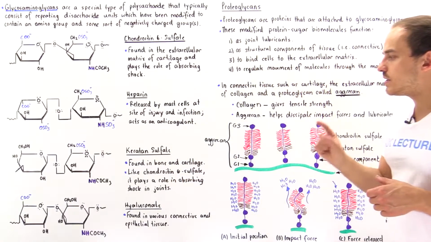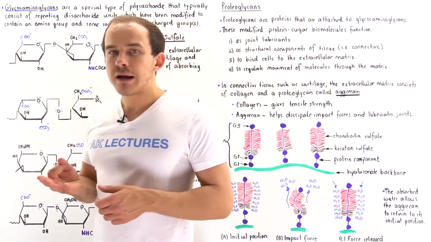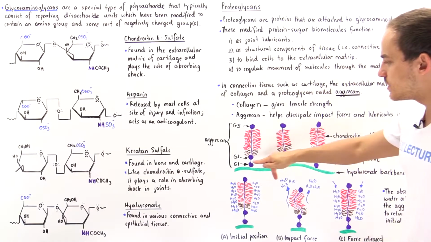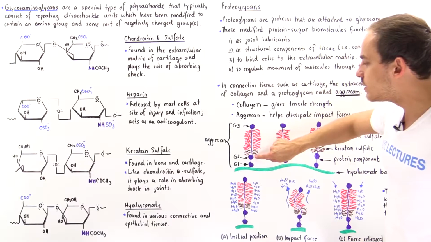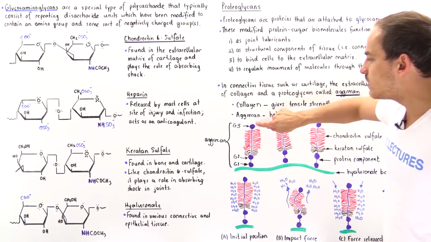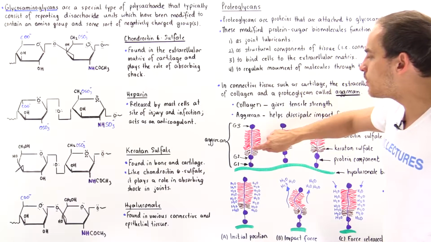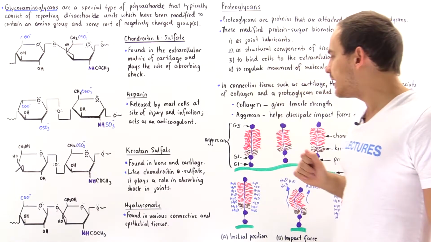Now, the protein component of aggrecan basically consists of three globular domains, G1, G2, and G3, and these are shown on the board. So this is globular domain G1, globular domain G2, and globular domain G3. And this entire purple structure is that protein component of the aggrecan, of the proteoglycan.